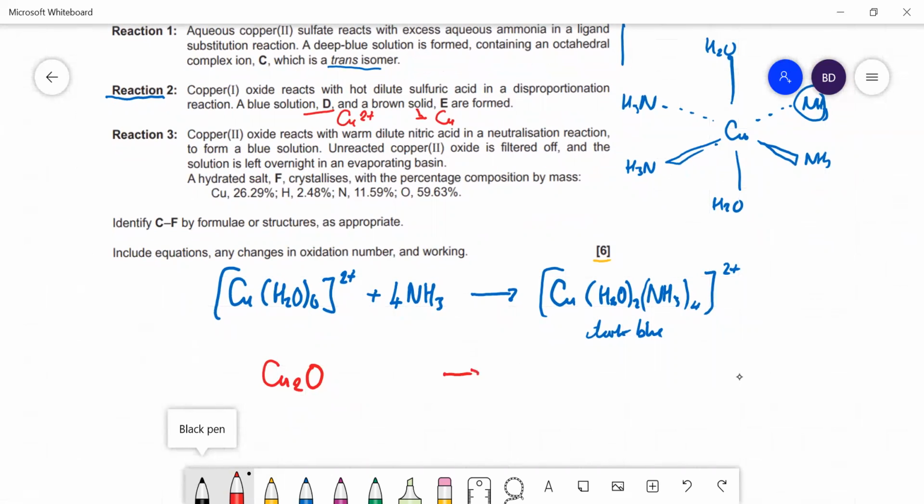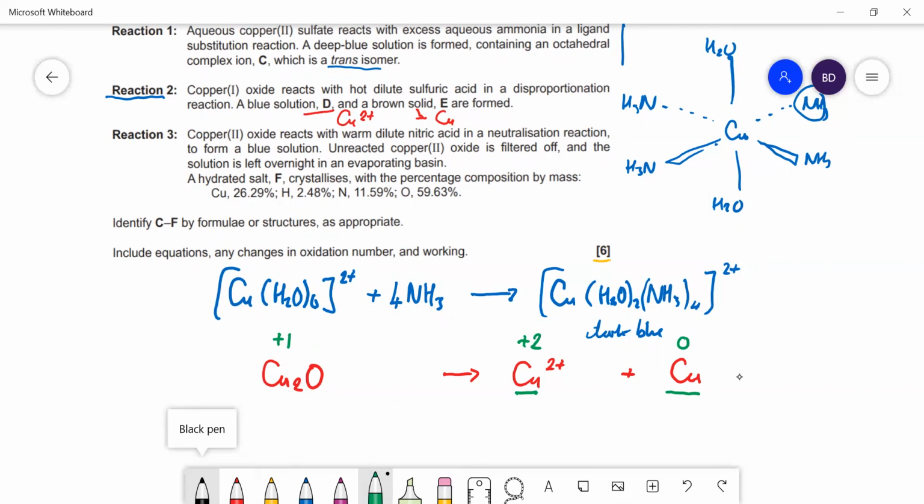Right, we're going to form Cu2+ and Cu. The oxidation number of copper here is +1. Here it's +2, so that one's been oxidized, and here it is 0, so that one's been reduced. Now, you're going to get a 1-to-1 ratio of these things, because this one is losing an electron, and this one has gained 1 electron. So it's 1 electron. That's your working out there.